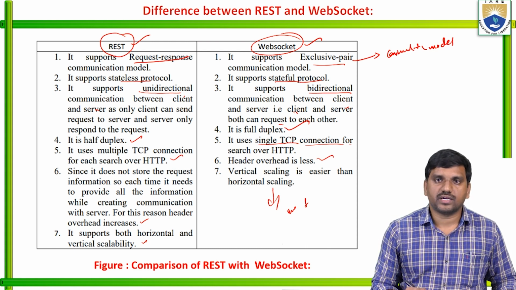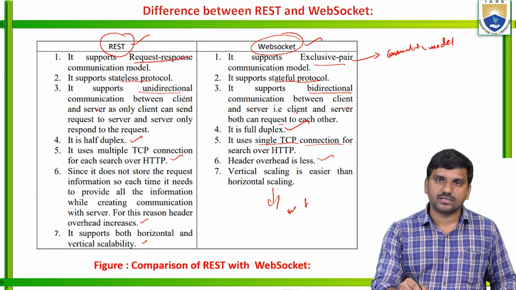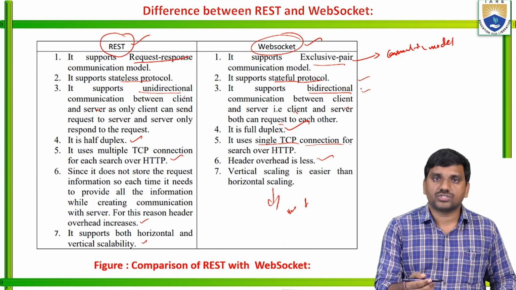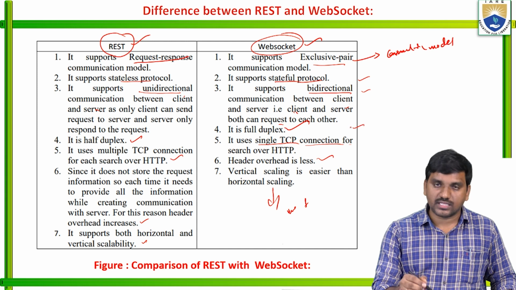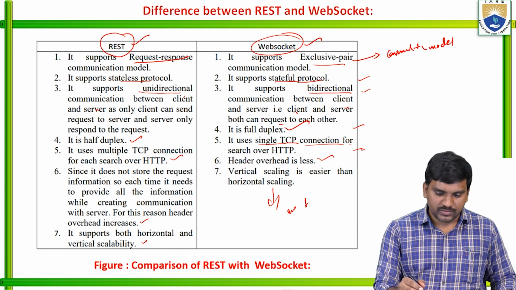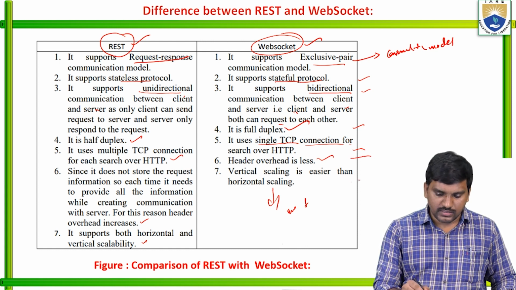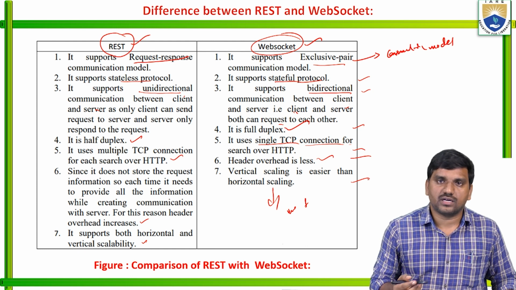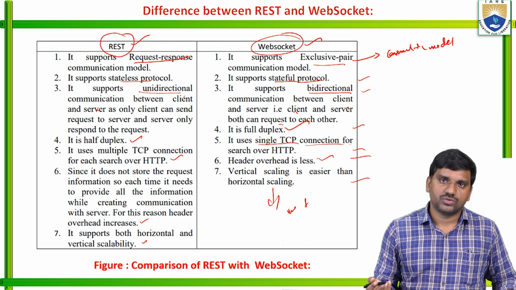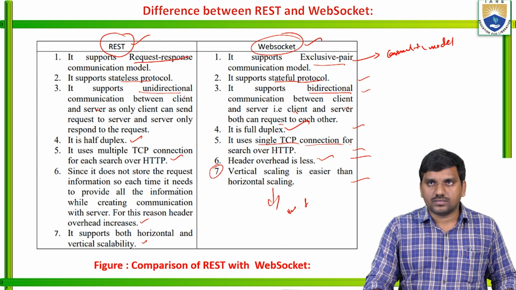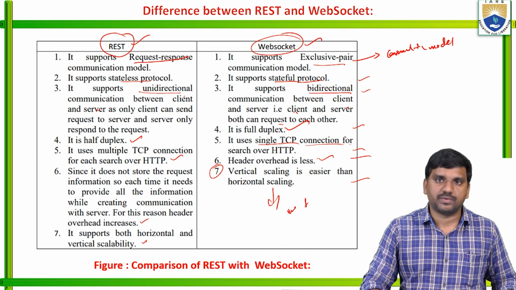It is very important to know these in terms of communication model, in terms of stateful protocols, in terms of direction, either unidirectional or bidirectional, whether it is full duplex or half duplex, in terms of TCP connection and header overhead issues, and whether it supports vertical scaling or horizontal scaling. So these are the 7 differences between REST and WebSocket communication APIs.